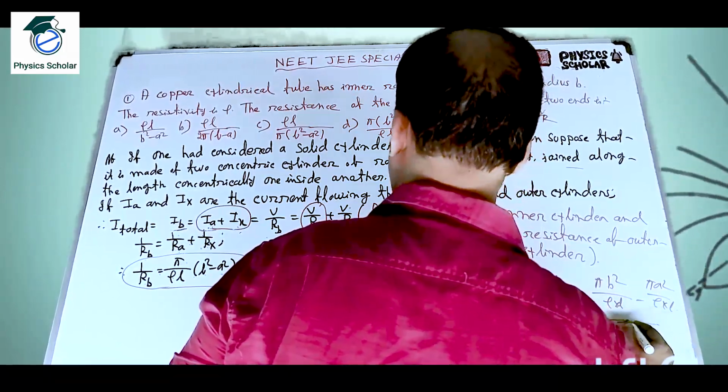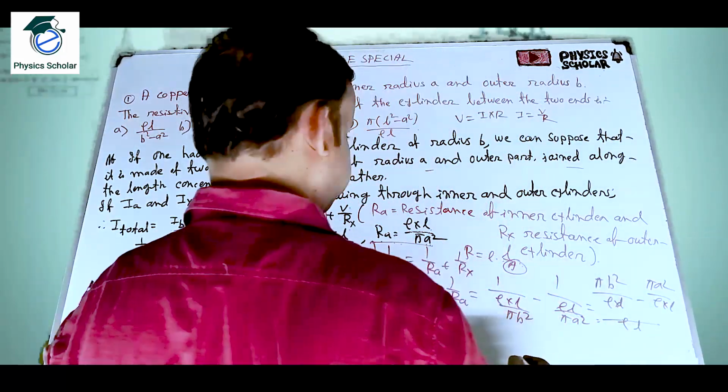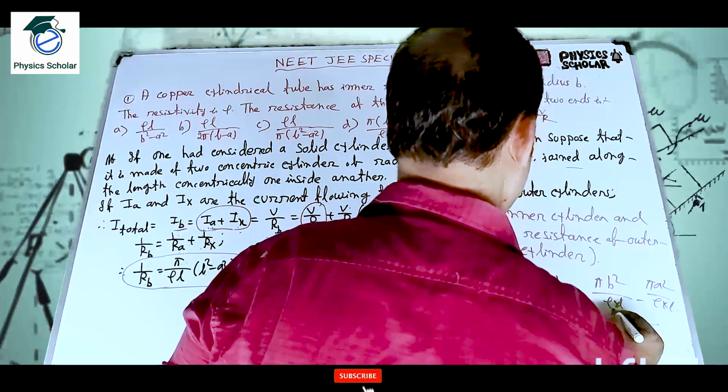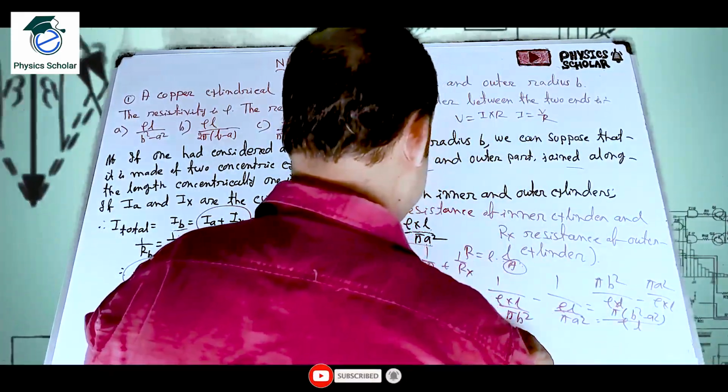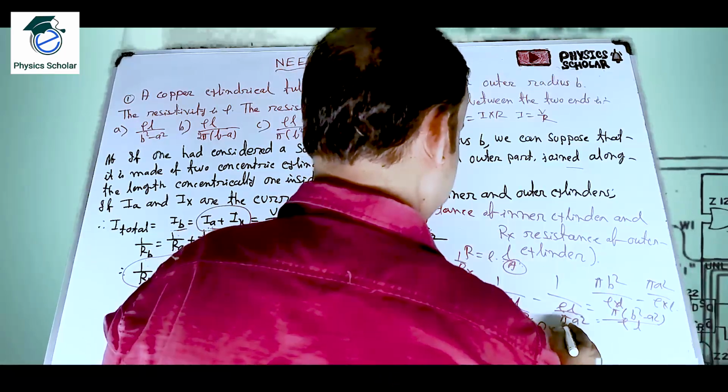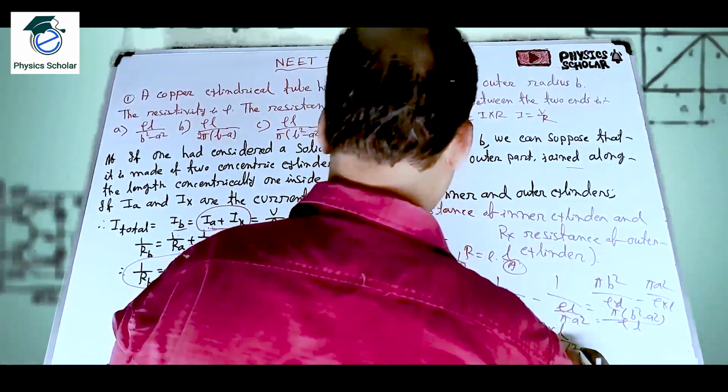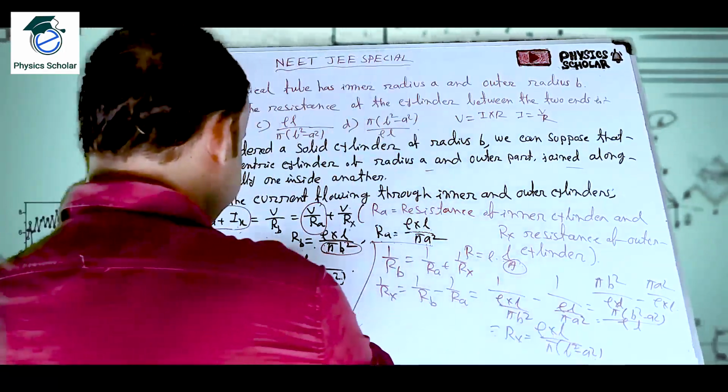Taking the LCM, rho L will be common, and pi common, so b square minus a square. So that means Rx is equal to rho into L divided by pi into b square minus a square. So this is coming.